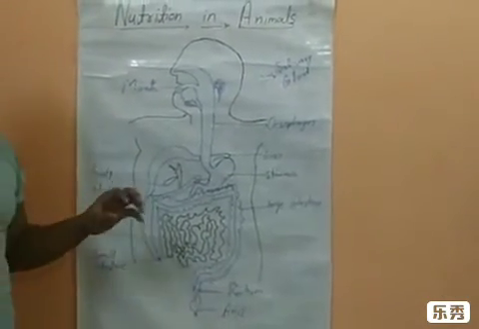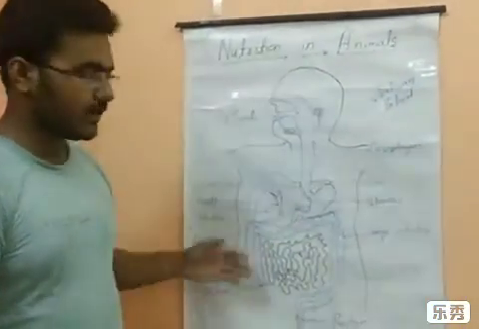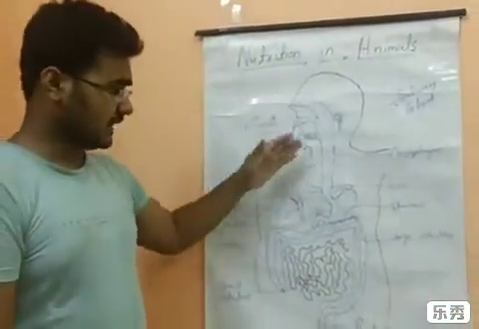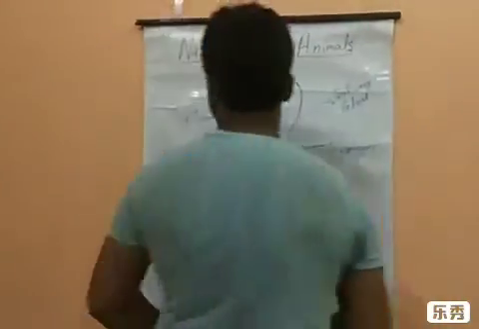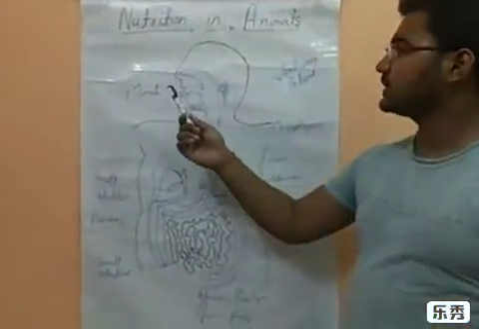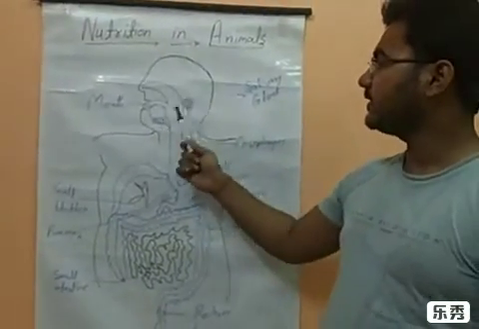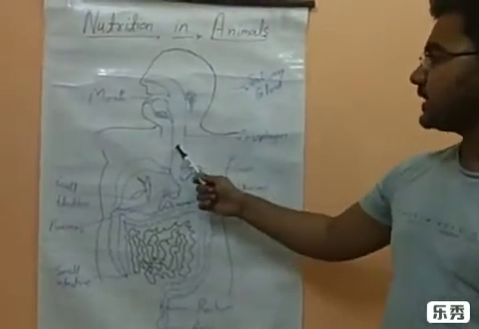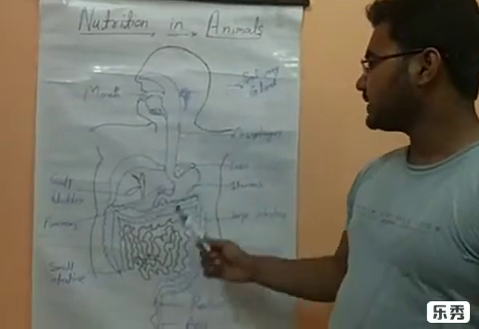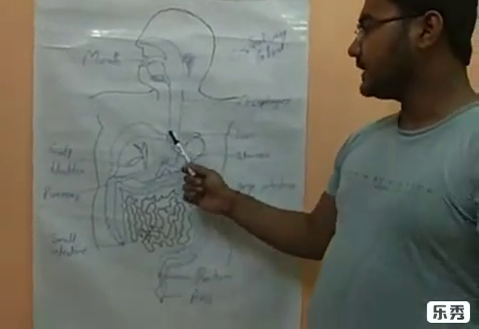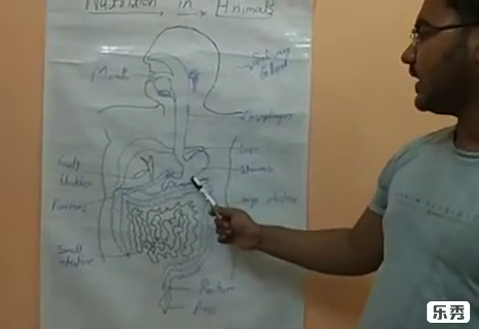Then I will explain everything about how nutrition happens in humans point by point, and how it is helpful in our body. First of all, see the notation. Here it is the mouth, here the salivary gland. There it is the esophagus, a long tube-like structure, and it directly joins the stomach. Here it is the stomach.